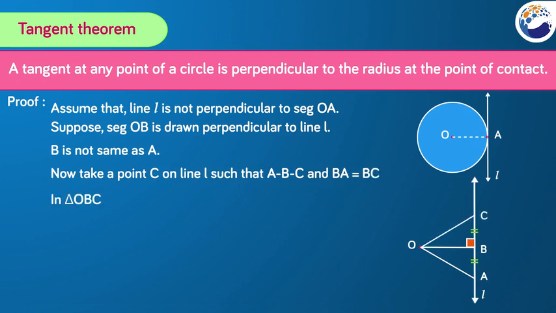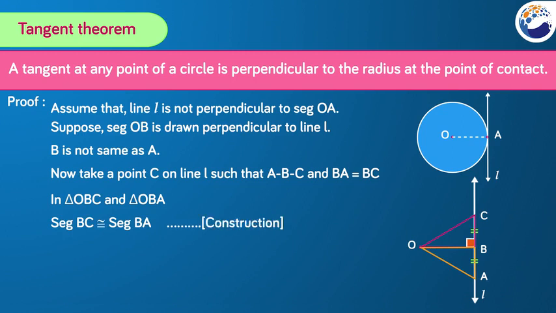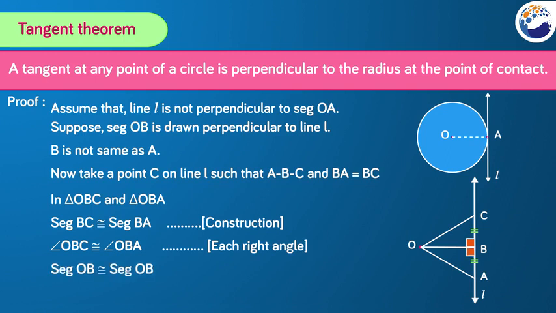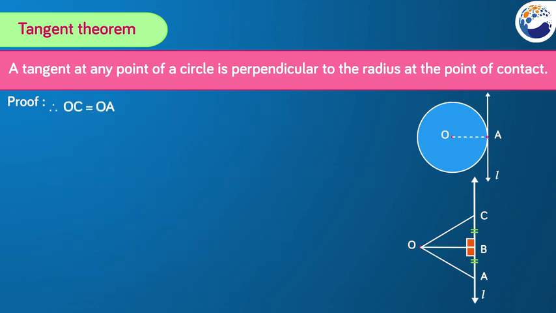In triangle OBC and triangle OBA, segment BC is congruent to segment BA by construction. Angle OBC is congruent to angle OBA, since each is a right angle. Segment OB is congruent to segment OB. Therefore, triangle OBC is congruent to triangle OBA by the side angle side test. Therefore, OC is equal to OA.